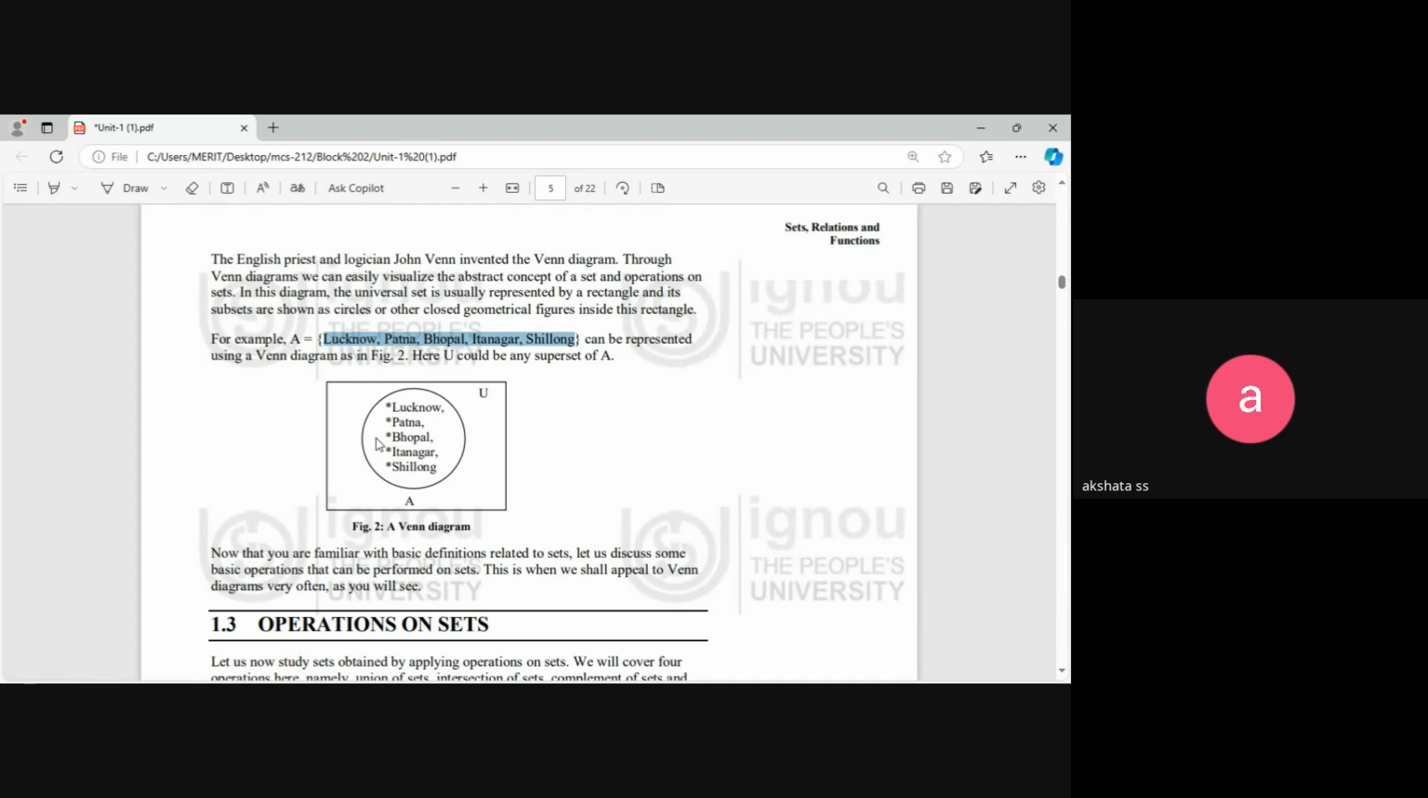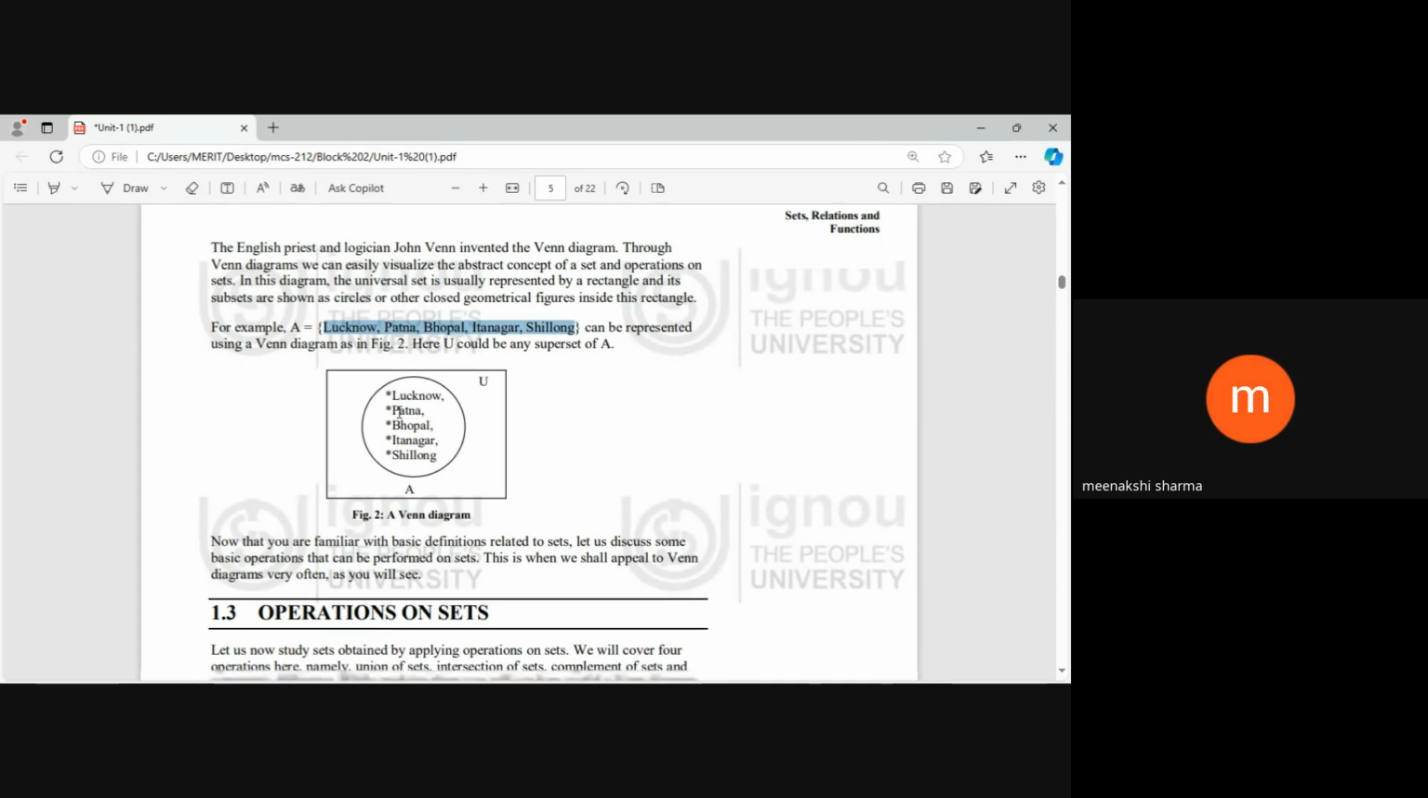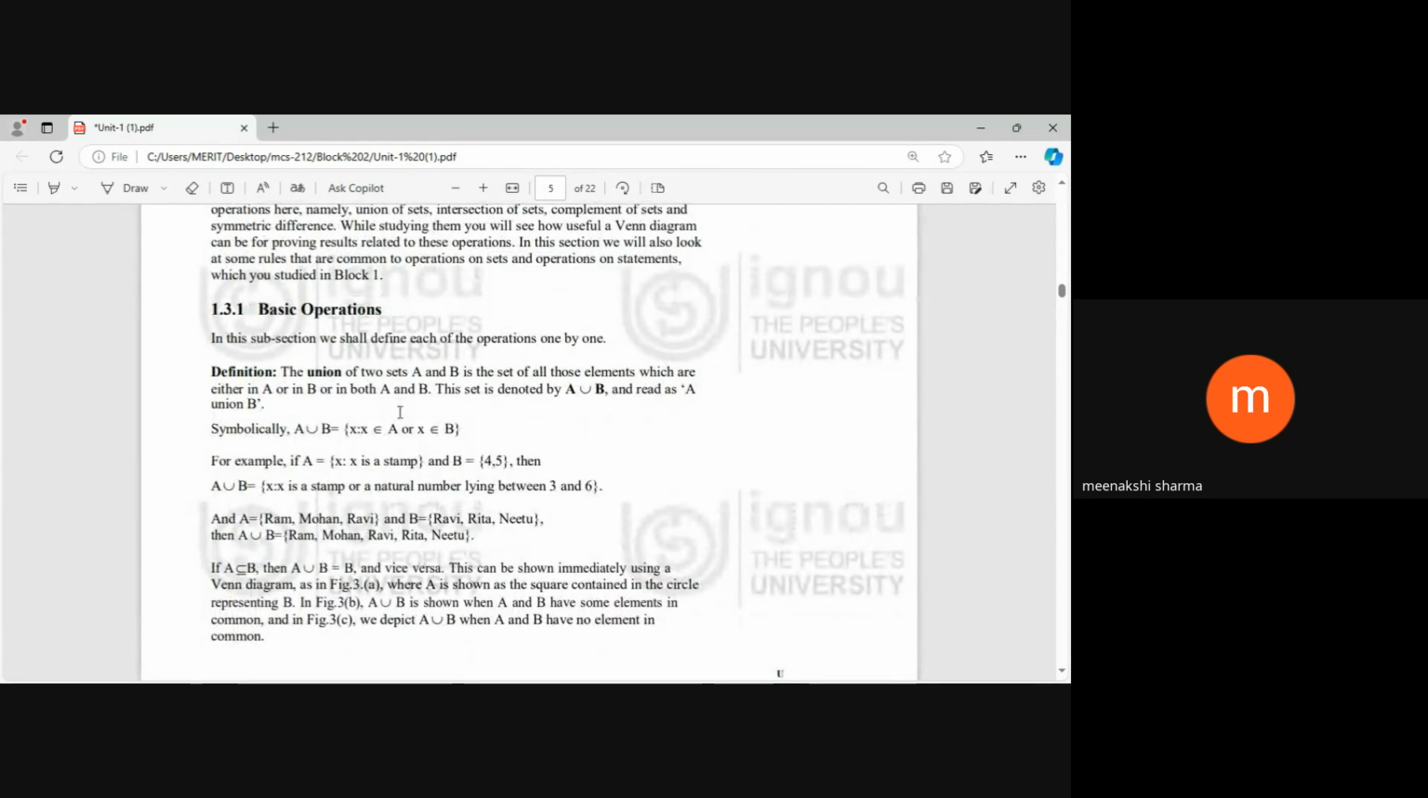Yes, ma'am. Okay, good. Then there are operations on sets. The basic one is the union of sets. What is a union set? Do you know, students, or not? Yes, we know. In a union set, all the elements come together. Suppose all the elements come together in a union set. Yeah, true.